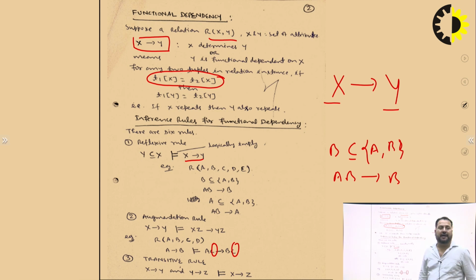The transitive rule says if x determines y and y determines z, then x determines z. That means if x determines y and y determines z, then we can say x determines z.